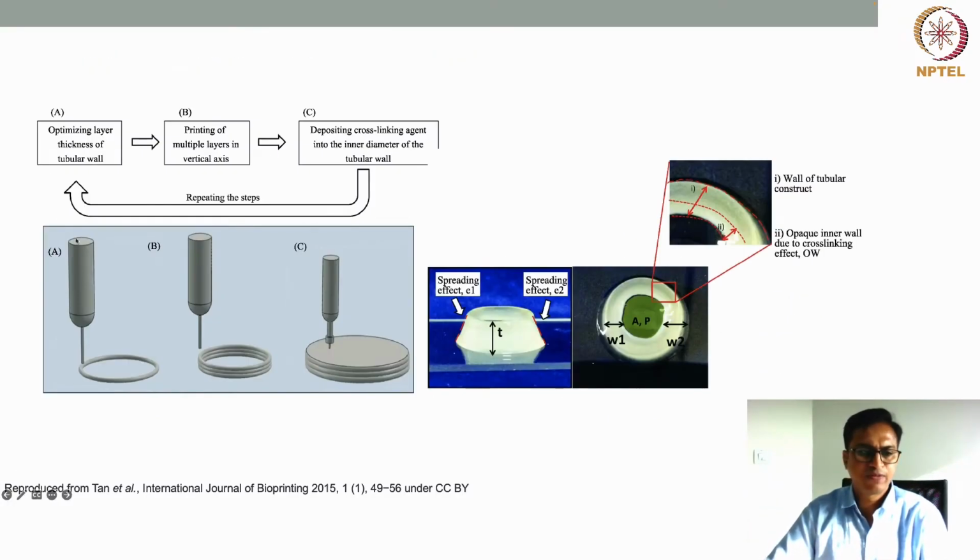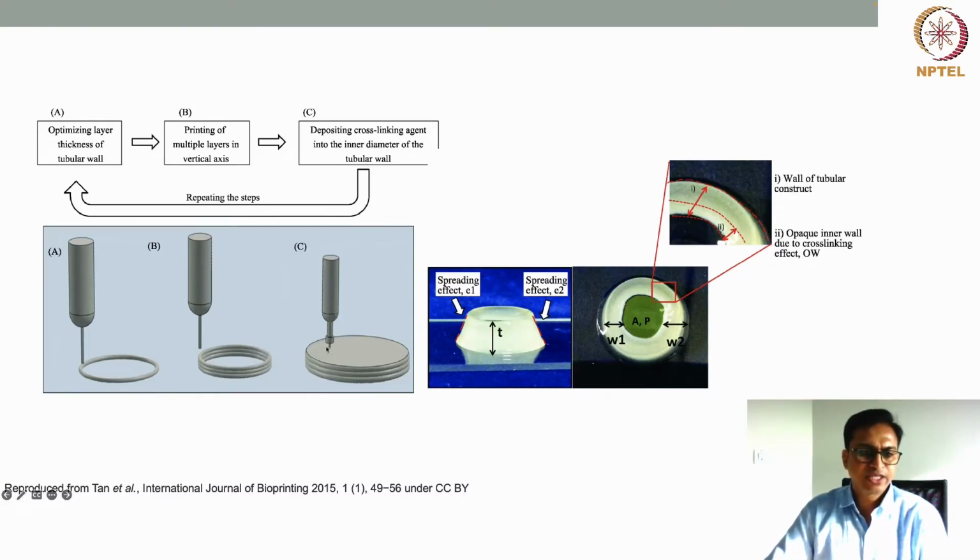So this is their work. They first optimized the layer thickness of the tubular wall, then printed multiple layers in the vertical axis, then deposited cross-linker into the inner diameter, and repeated this step again and again to reach 15 millimeter height. At the first stage, they used one nozzle to print the alginate outer cylinder having 12 outer diameter and 8 inner diameter.